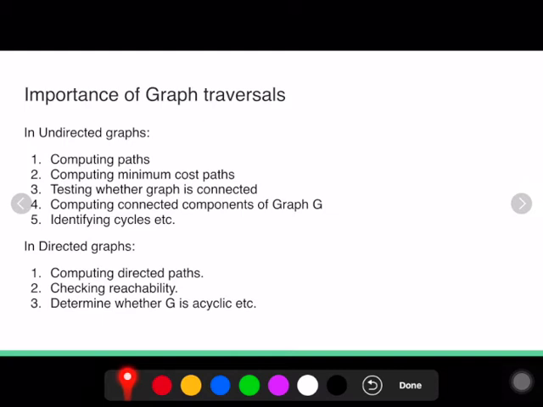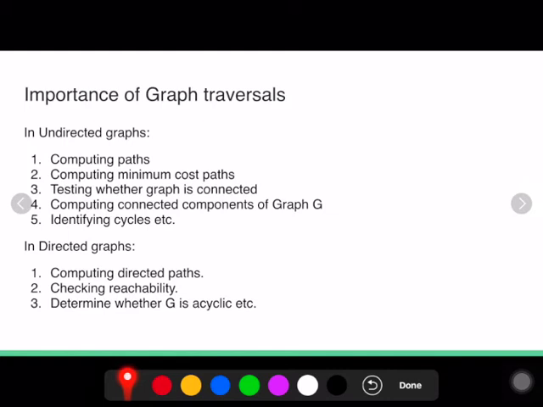So in an undirected graph, the different advantages of doing a graph traversal are given here. The first one is computing paths. By doing a graph traversal, I can understand all the different paths that are available between different vertices, and computing minimum cost paths.